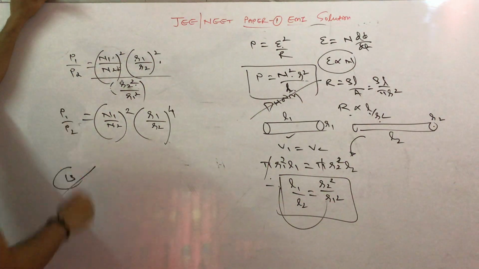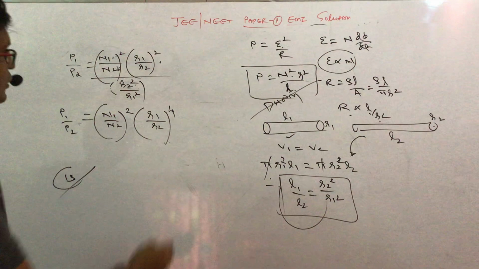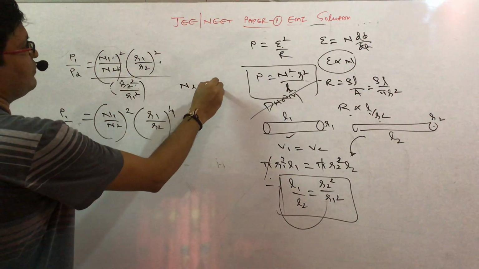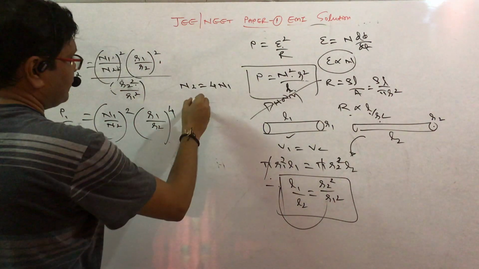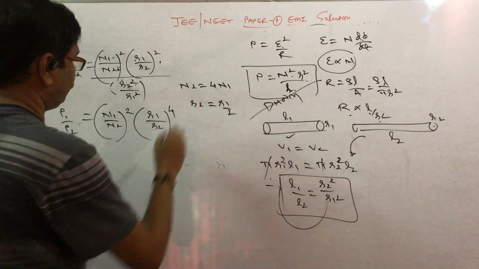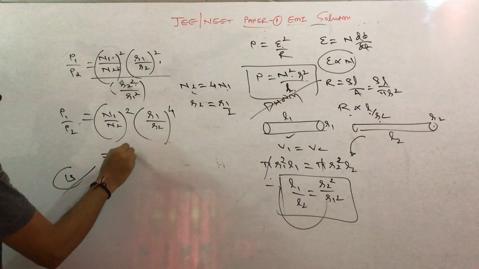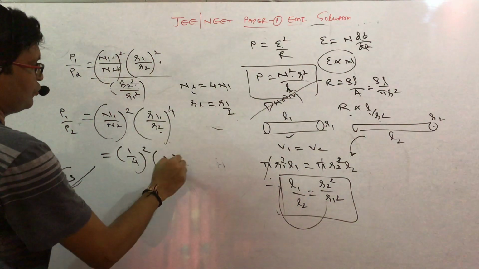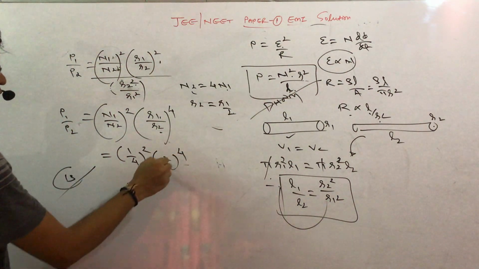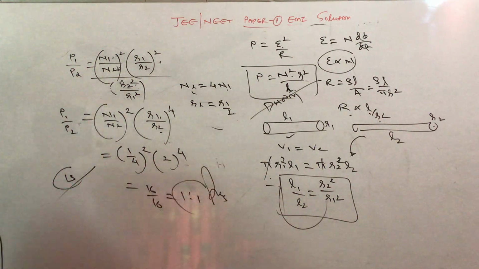Now look, the values are given: n1 to n2 is quadruple, that means n2 is simply 4 times n1. Okay, and r2 becomes half of the initial one. Putting these values, n1 by n2 is simply 1 by 4 the whole square, r1 by r2 is equal to 2 raised to 4, so 16 divided by 16, that means 1:1, that's your answer.